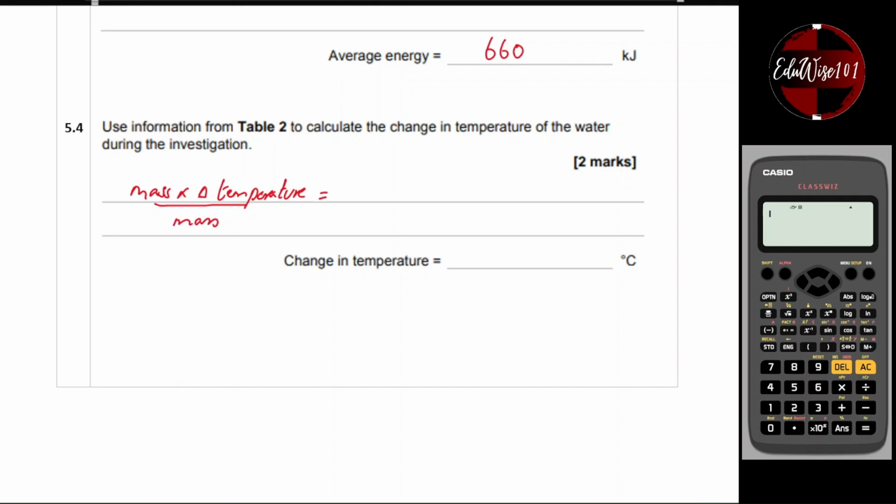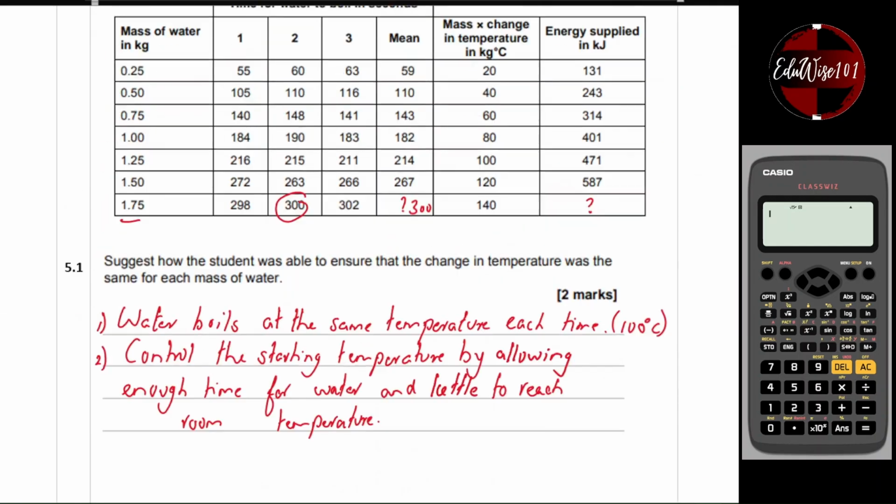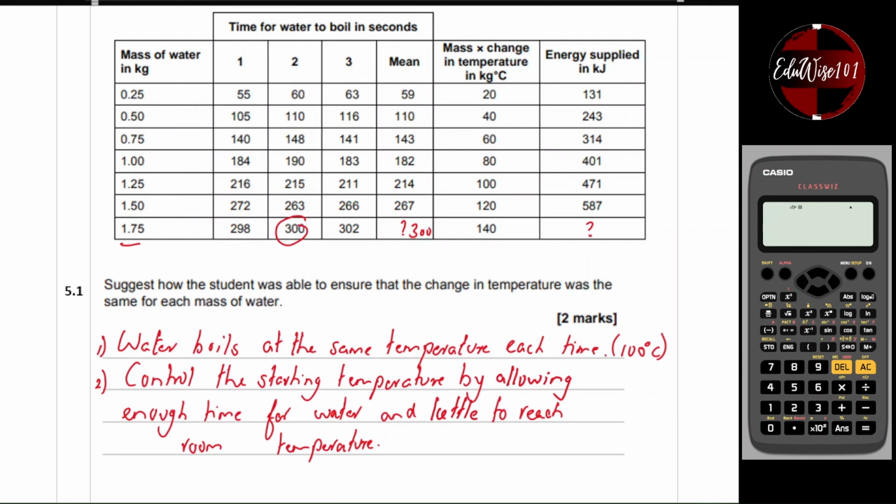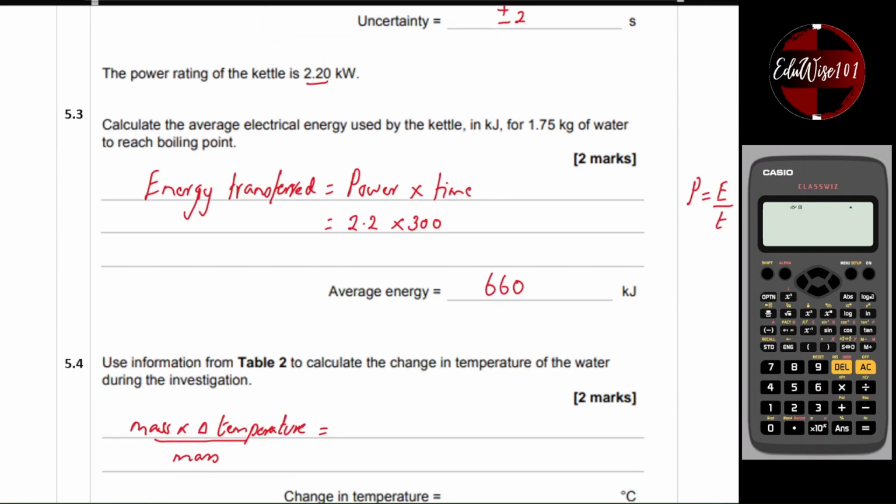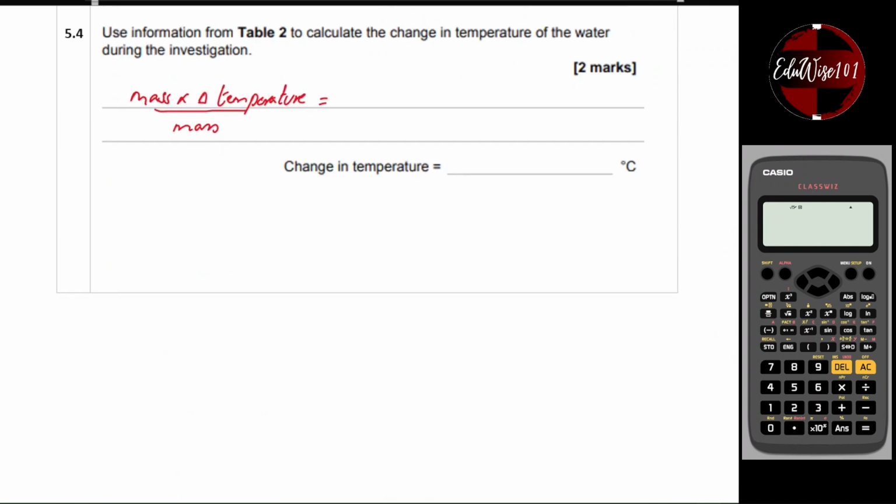So if I look at the value, going back to the table, mass multiplied by change in temperature, I'm going to use this value 0.25. So 20 divided by 0.25 will give me 80. I can use any of the values from the table where they have already given me the values.